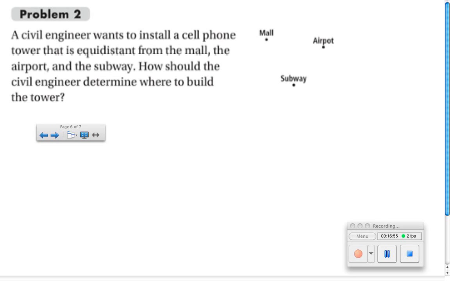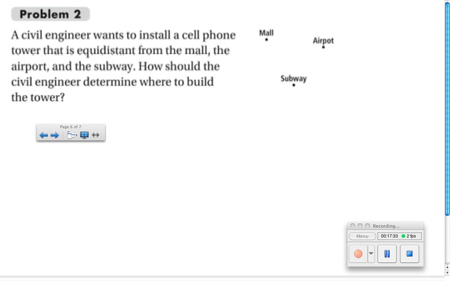In problem 2, in problem 2, this engineer wants to install a cell phone tower equidistant from the mall, the airport, and the subway. Today we've talked about 2 different kinds of points that are equidistant from 2 different kinds of things. So my question to you is, does this civil engineer want to figure out where the circumcenter is, or does he want to figure out where the incenter is? Incenter.